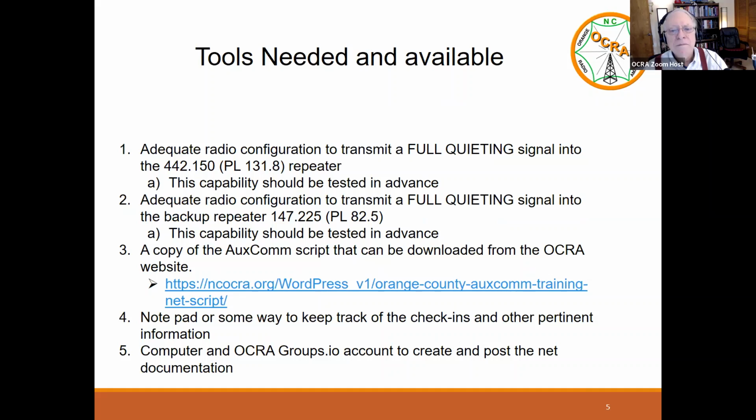What tools do you need? Well, you need a radio, of course, and I've tried to do net control over Zoom, but I think doing it over the radio is better, in part because it makes Bruce happy, and also because, really, what's the point? The point is to practice radio. So, yeah, we want to do it over the radio. So you need a radio that can get into the primary repeater, the 442.150 repeater, full quieting, and of course to be able to get into the backup repeater, 147.225 repeater. So you want to, of course, test your radio setup so that you're ready to go and you know that you can get into the repeaters.